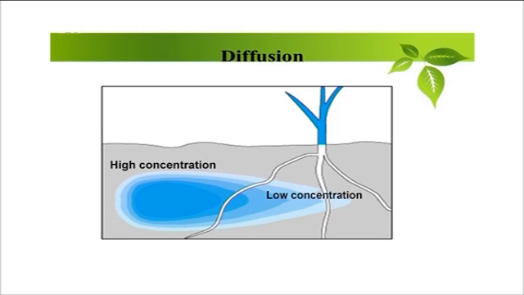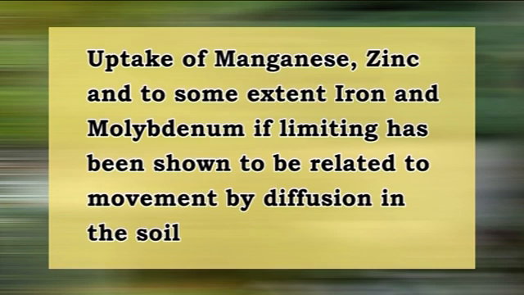Diffusion is the movement of ions from a higher concentration to one of lower concentration. Diffusive movement of ions does not necessarily involve water movement. Whether nutrients arrive at the root surface by root interception or mass flow and are taken up by the plant, the concentration of those nutrients is lowered and diffusion can occur. Uptake of manganese, zinc and to some extent iron and molybdenum, if limiting, has been shown to be related to movement by diffusion in the soil.